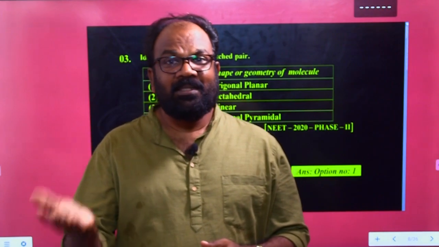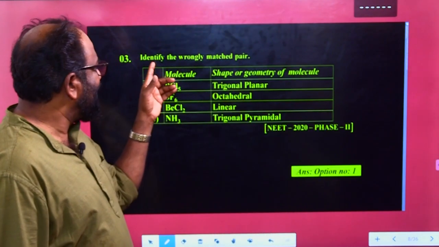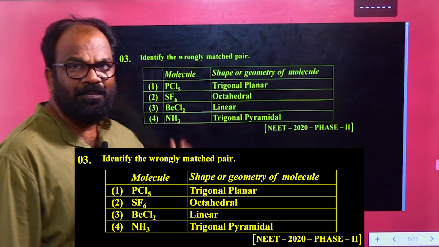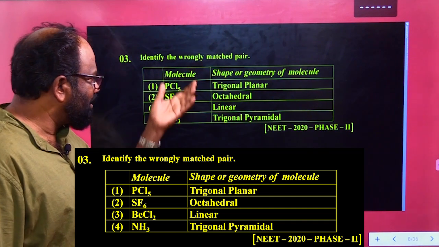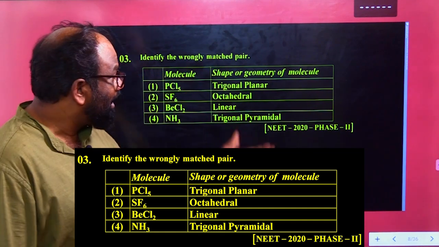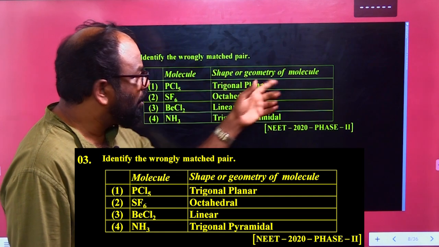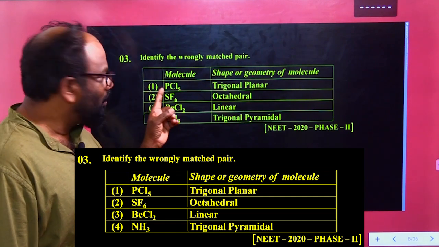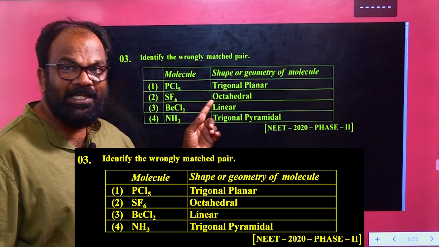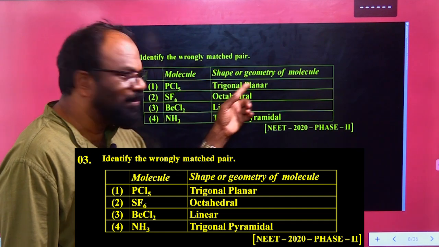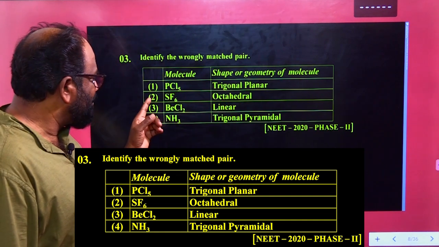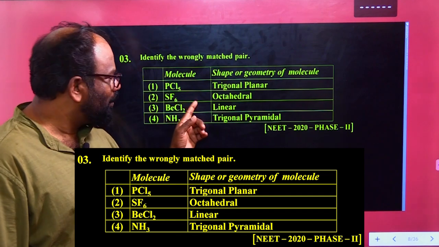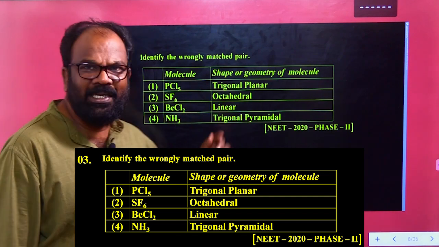Now question number 3. Identify the wrongly matched pair. In this column some molecules are given, and in this column shape or geometry of molecules are given. Option number 1, the molecule is PCl5. Its geometry is given as trigonal planar. Option number 2, SF6 is a molecule and its geometry is given as octahedral.